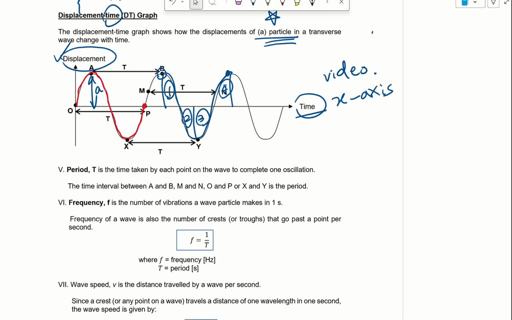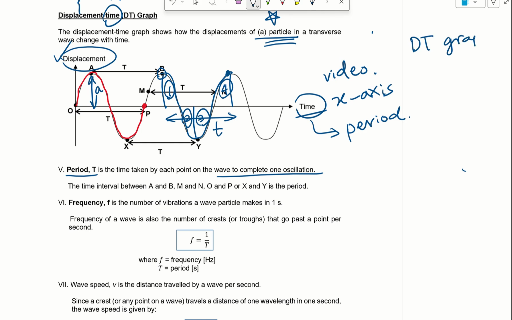So this horizontal distance, because it is now in terms of time, will be the time taken to complete a wave, which is the definition of the period. It is the time taken by each point on a wave to complete one oscillation. So from our x-axis, we can actually get the period. Now you can determine what information you can get from a DT graph.